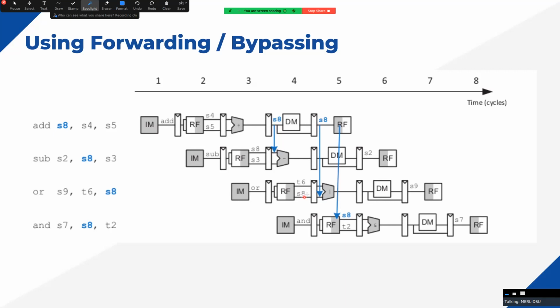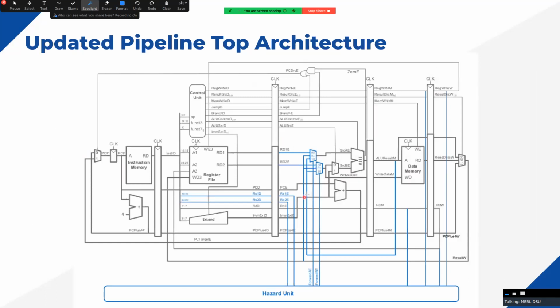So let's see, after implementing the forwarding logic, what changes are going to occur in our pipeline architecture. So here is the top updated pipeline architecture which we are going to implement in our next lectures. As you can see, there is no change in my fetch. It is similar to what is shown here. The same goes for the decode stage, but here you can see that some extra signals have been carried out to use in our forwarding logic.